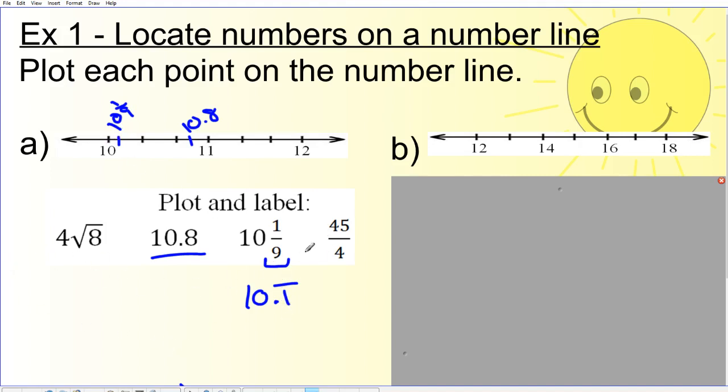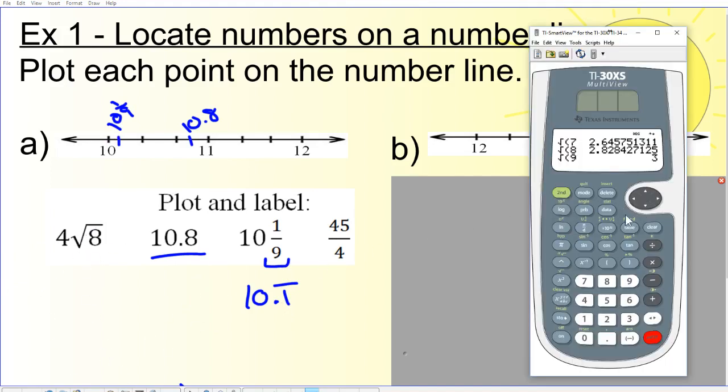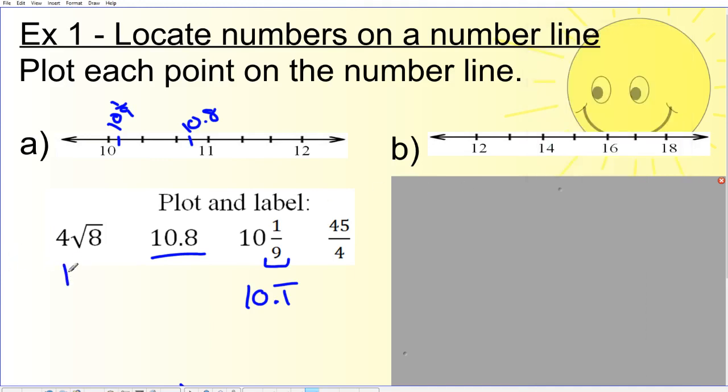Now these other two, a little bit uglier. We'll do the 4 square roots of 8 first. Using the calculator to get our square root symbol, 4 square roots of 8 equals. Now, reminder, that is saying 4 times the square root of 8. That's how we get this exact same answer. All right, so I'm looking for the decimal of approximately 11.3. So over here, 11.3.